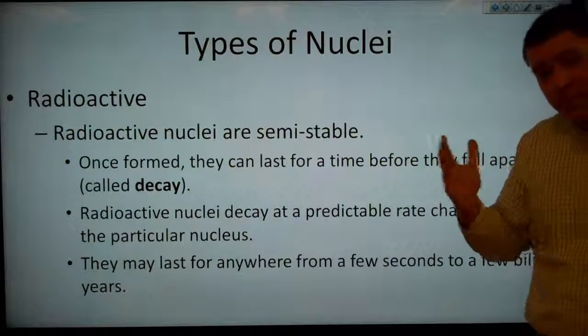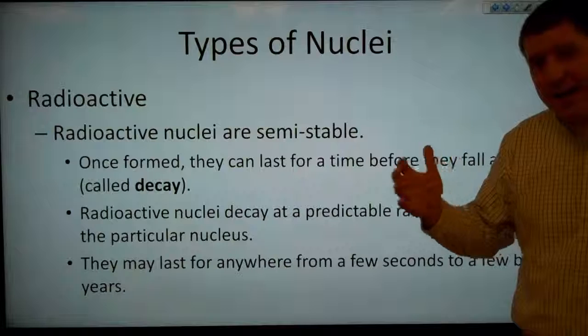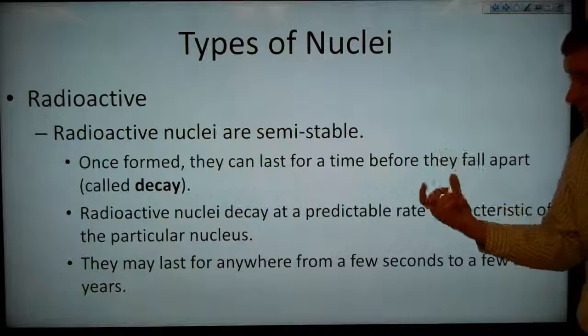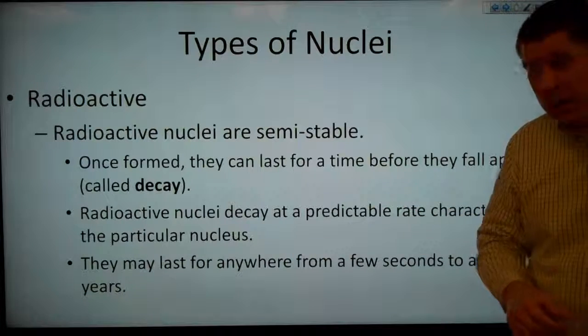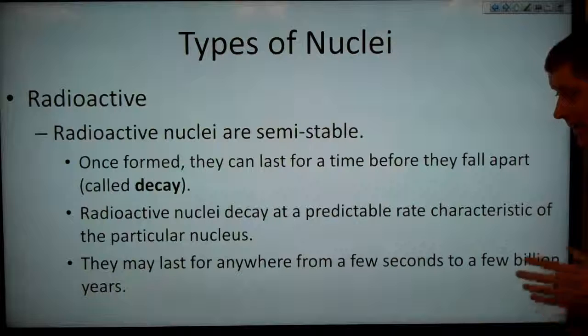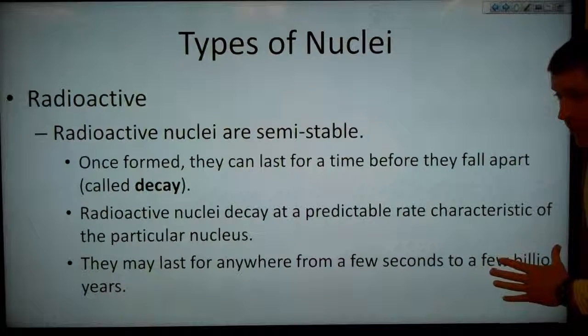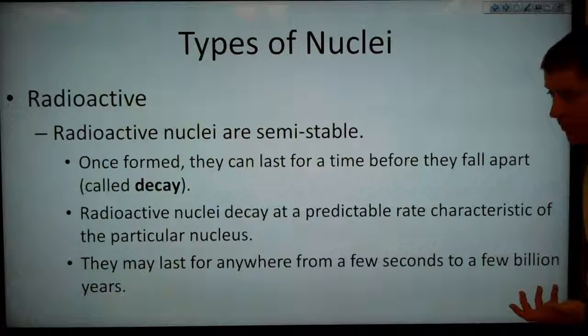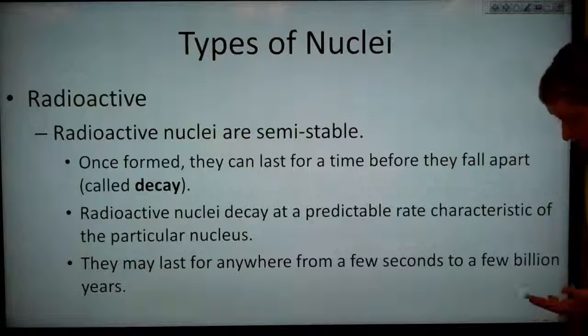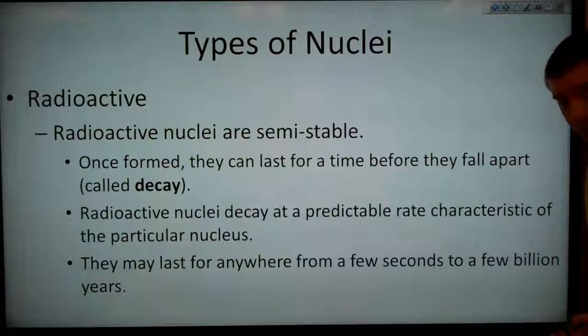Then there are radioactive nuclei. Radioactive nuclei are semi-stable, they're just kind of stable. Once formed, they can last for a time before they fall apart. This is a process called decay, or radioactive decay. So radioactive nuclei decay at some predictable rate characteristic of that particular nucleus. They may last from anywhere from a few seconds to a few billion years.